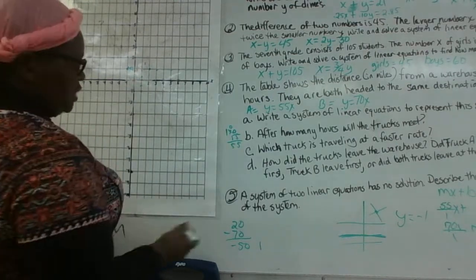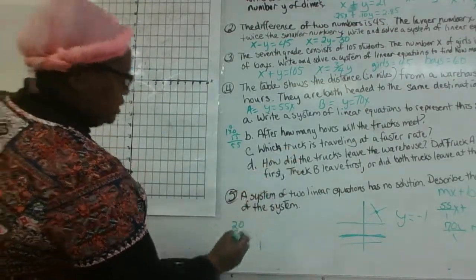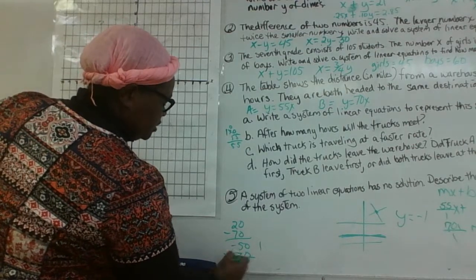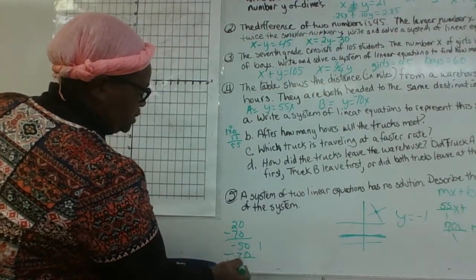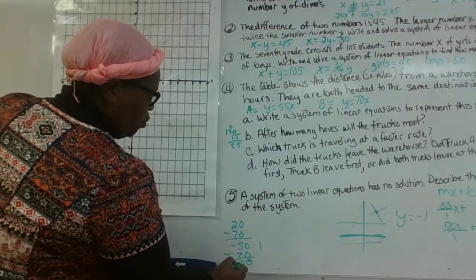So we still got to make contact. So we go down 70 more. When we go down 70 more, negative 50 plus a negative 70, we get negative 120.